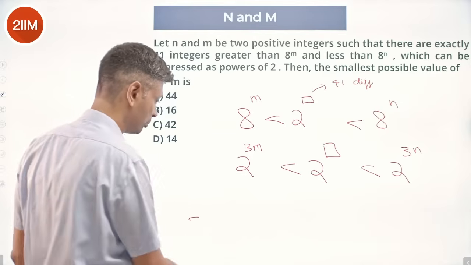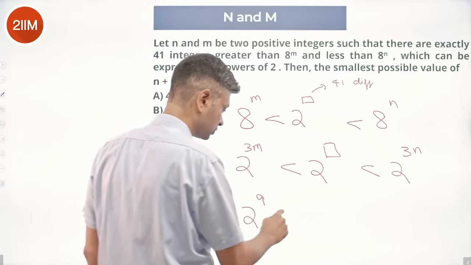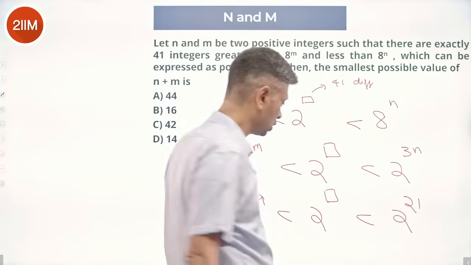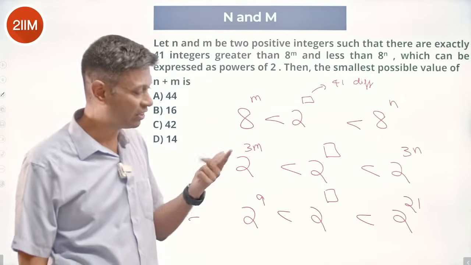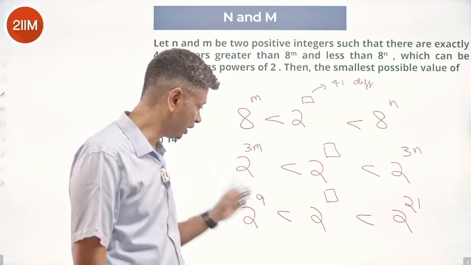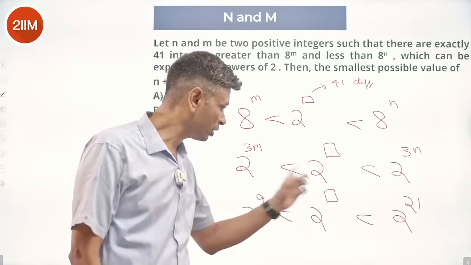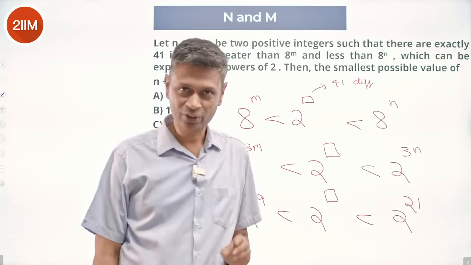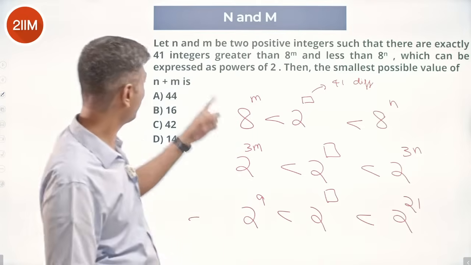So let's say we're looking at numbers from 2^9 less than 2 to the power of something less than 2^21. How many values can the exponent take? 10, 11, 12 till 21. 21 minus 9 is 12, but there can be only 11 different values. Nice. So it's a very important adjustment, because otherwise this 41 won't come.